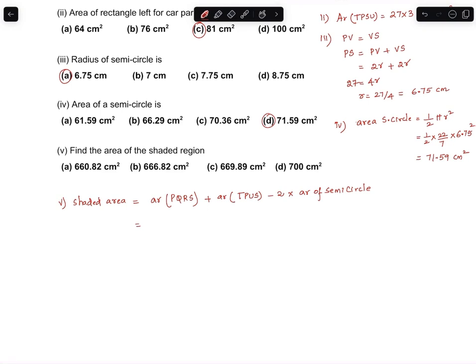Area of PQRS is 729 plus the parking space area is 81 minus 2 times 71.59, which is 810 minus 143.18, which gives 666.82 centimeter square. So the answer is option B.